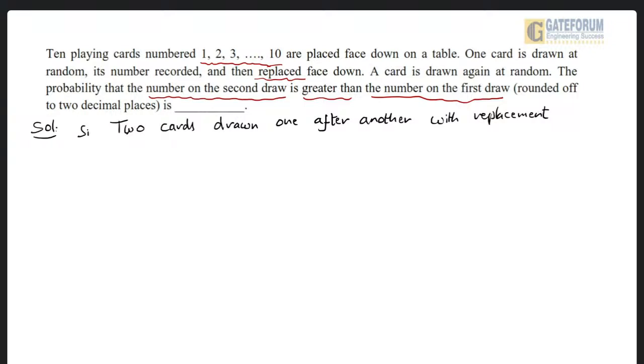Since, therefore, total outcomes, the sample space, is 10 into 10. It is 10C1 times 10C1, 10 into 10, 100. Because each time only one card is drawn, and after recording its number, it is replaced face down. So 100 ways.